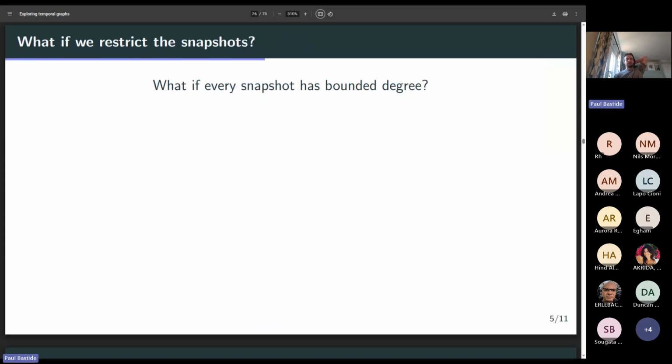Right, okay. So the other side would be, let's forget about trying to put constraints on the underlying graph and try to put constraints on the snapshots. Each snapshot has some constraint.